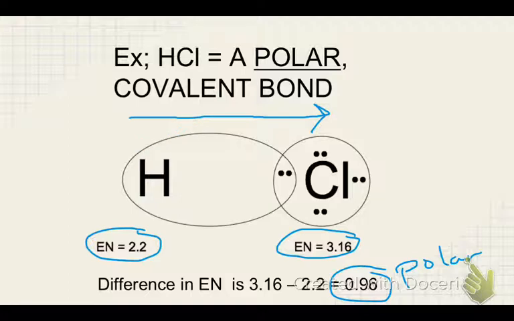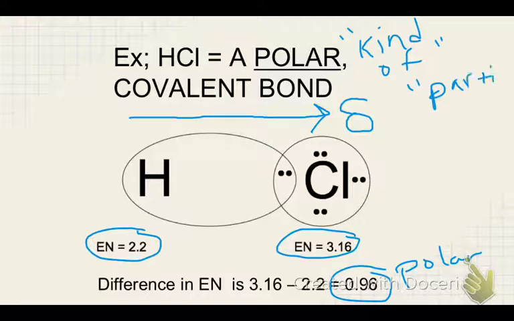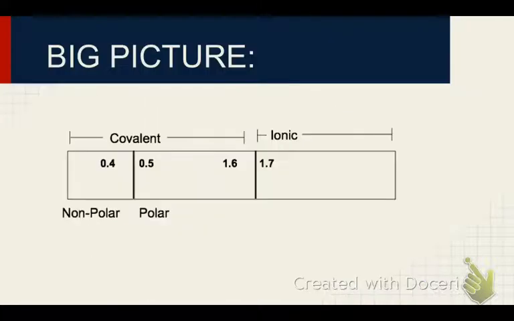So we're going to draw the arrow towards chlorine, and we're going to make this little symbol that looks like you're drawing a figure 8, but then you just stop in the middle. That means kind of, or partial. So that little symbol right there means a partial charge.